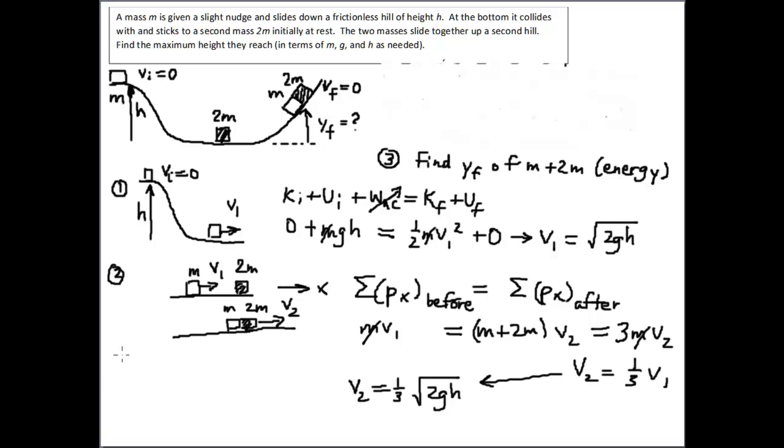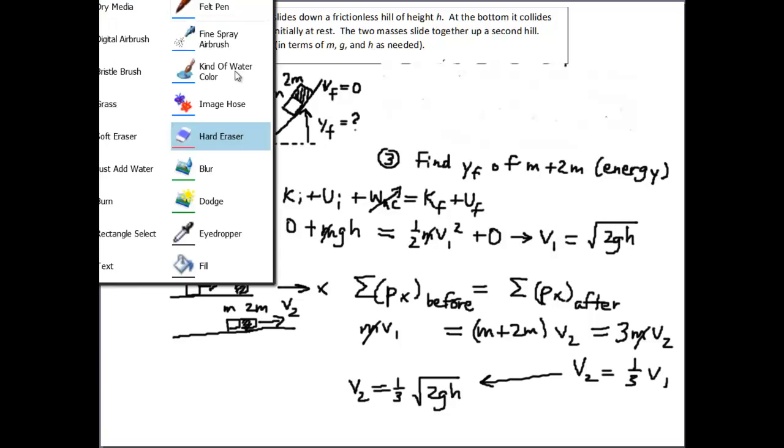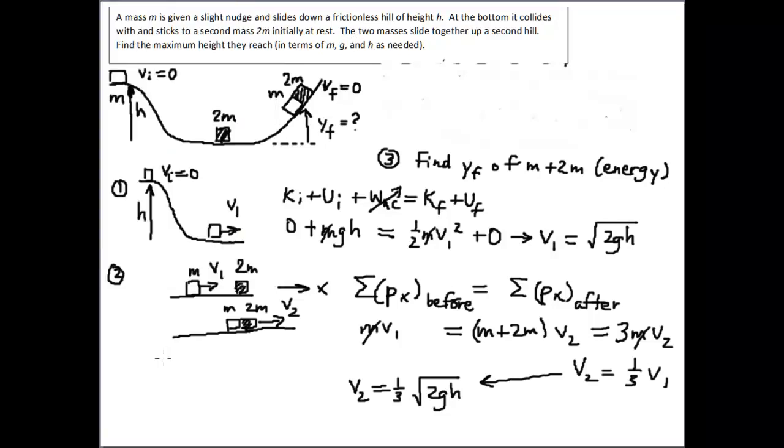Let me draw the picture down here for step 3, and then I'll have more room to do the work up above. So for step 3, the picture looks like this. You've got the two masses at the bottom of the hill, and then they're going to go up to the top to their maximum height. So here you have m and 2m together, and they're moving at a speed v2, and then this is just going to reproduce what I have in the sketch at the top. It'll have the two masses having come to rest at a height y final.